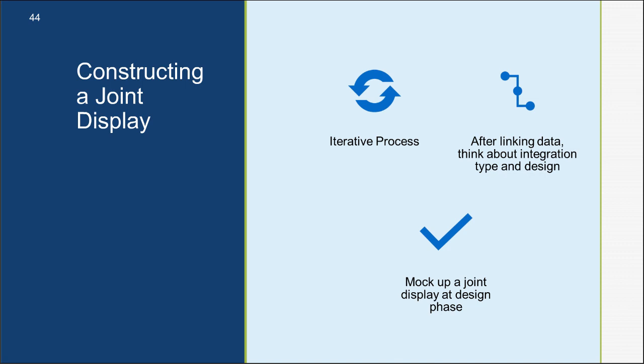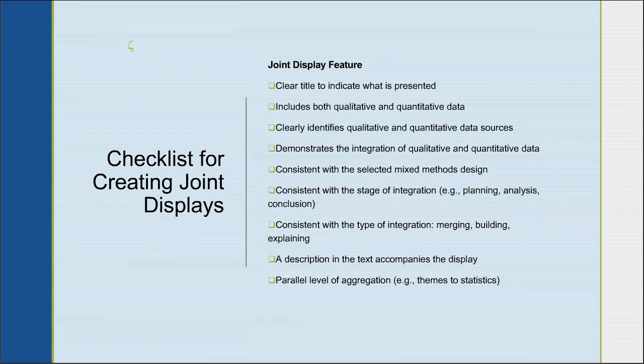After linking your data, so thinking about parallel ideas or concepts that you could link, think about integration and what type of design. And I would strongly encourage you to mock up a potential joint display, something like these templates, really early on, even when designing a proposal in the early stages of a mixed methods research study. Of course, I think they're important, again, in terms of dissemination, but I think it helps to keep the end product in mind by starting by creating one of these joint displays.